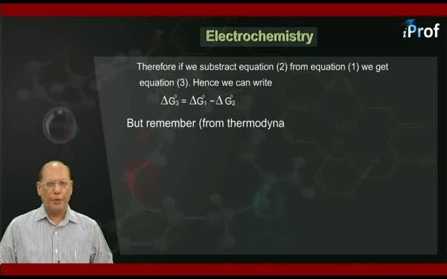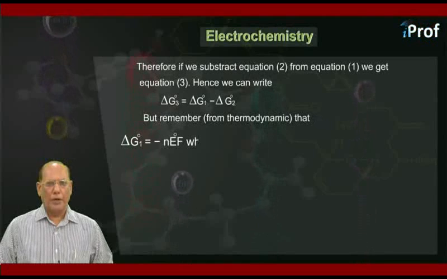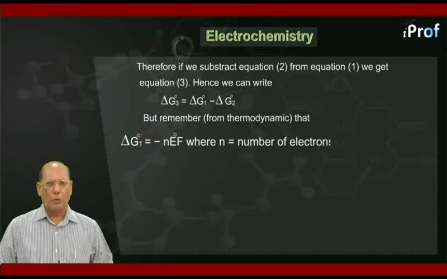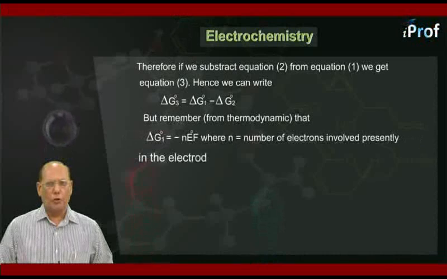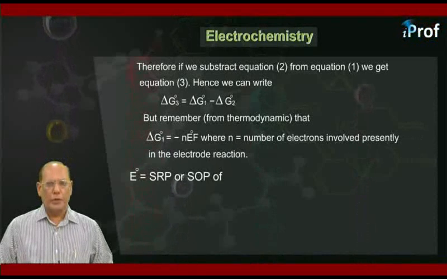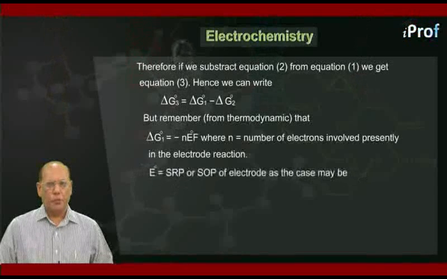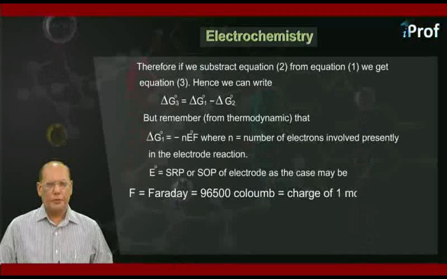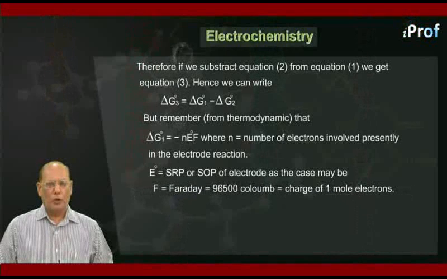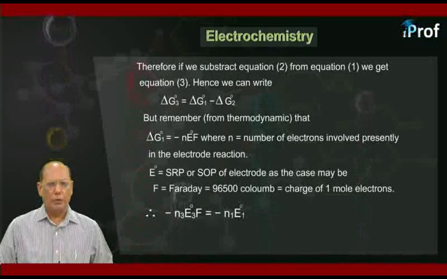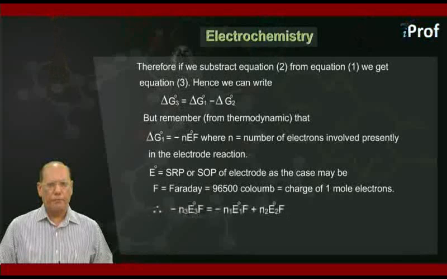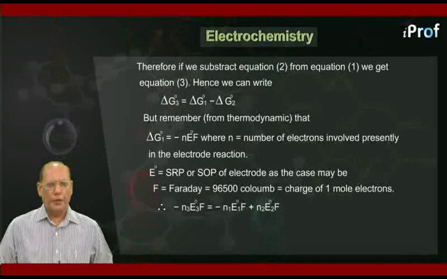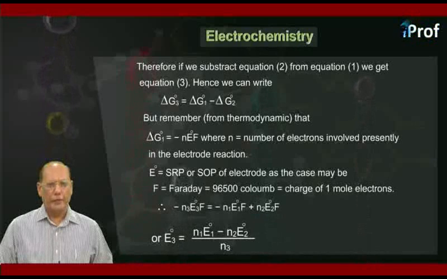But remember from thermodynamics that delta G naught is equal to minus n E naught F, where n means the number of electrons involved presently in the electrode reaction, E naught is equal to SRP or SOP of the electrode as the case may be, and F means Faraday. That's equal to 96,500 coulombs. It is in fact the charge of 1 mole of electrons. Well, we can now write minus n3 E3 naught F equal to minus n1 E1 naught F plus n2 E2 naught F. All the F values are cancelled out. Therefore, we have E3 naught equal to n1 E1 naught minus n2 E2 naught, whole divided by n3.